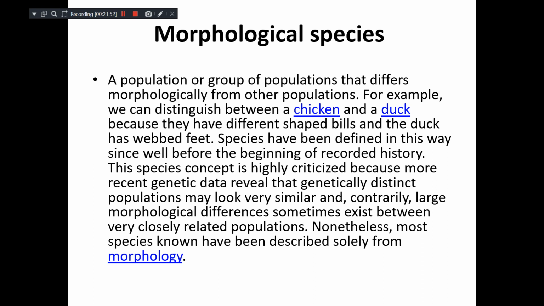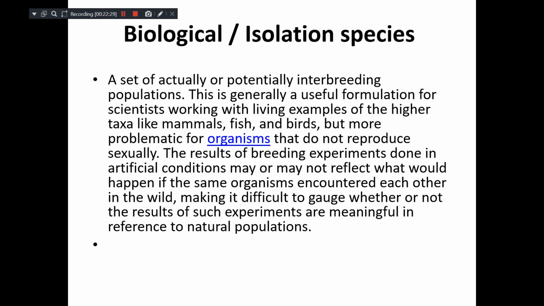Externally, if you look, they look alike. A morphologist will define the species as those that differ morphologically from other populations. For example, you will be able to differentiate between a duck and a chick based on the shape of the bill and feet. Solely based on the description of the morphological characters and their similarity, we define a species. That is what we call morphological species.